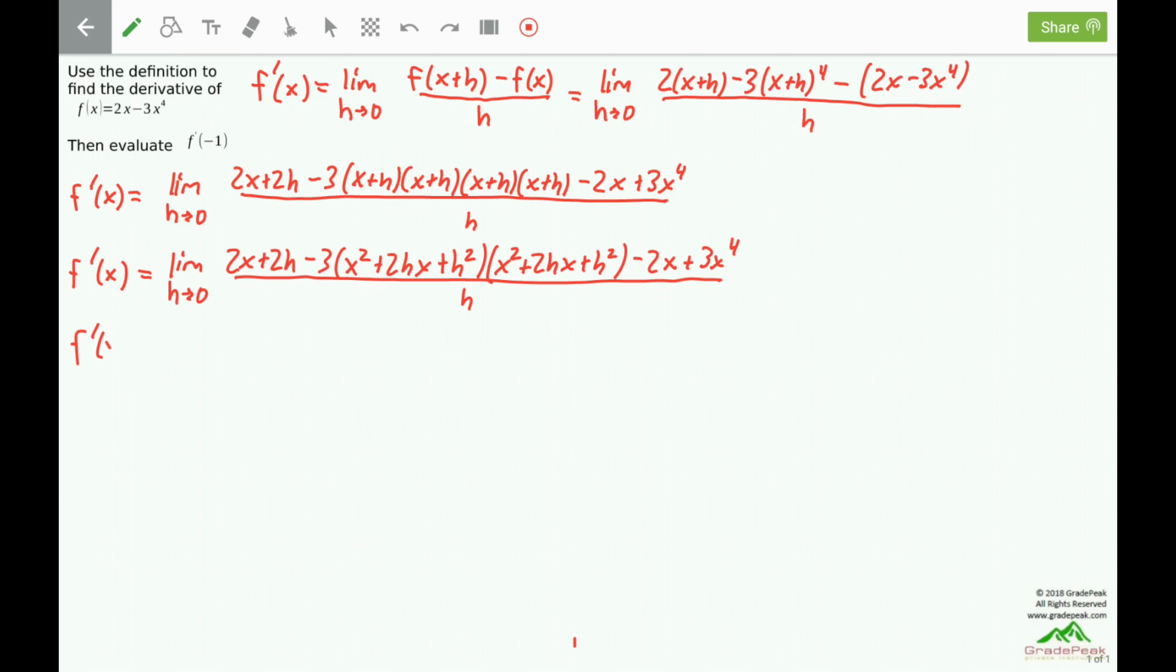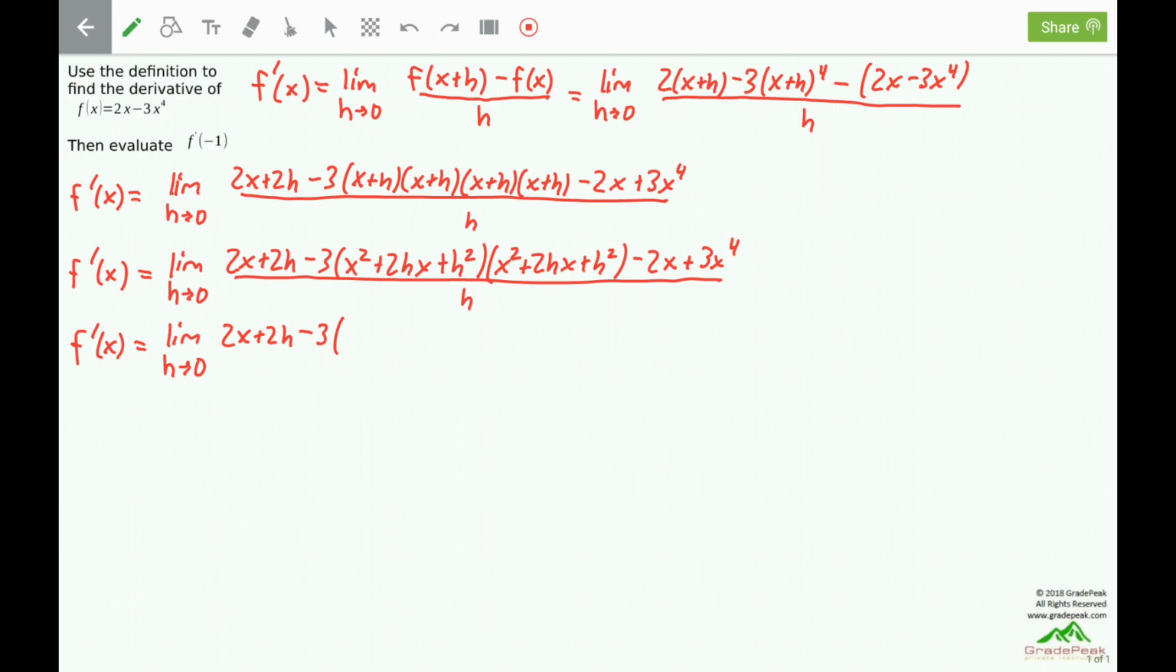So we will have f prime of x equals the limit as h goes to 0 of 2x plus 2h minus 3 times whatever result we get by FOILing this out. Now this is 3 terms multiplying 3 more terms. 3 times 3 is 9. We're going to get a total of 9 terms here.